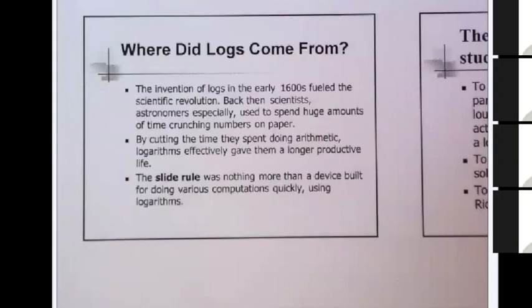So really, this happened way back in the 1600s, and scientists, especially astronomers, needed to calculate things that had really big numbers. So think about, we use scientific notation. That wasn't really handy for them to use. And they were doing all of this by hand or on paper, and it was taking a lot of time to do all of this computation, so they needed something better to use.